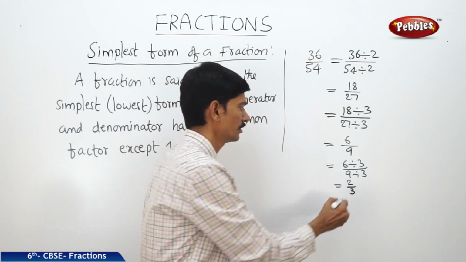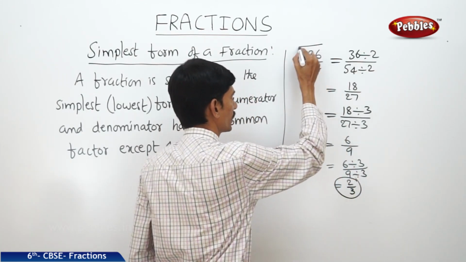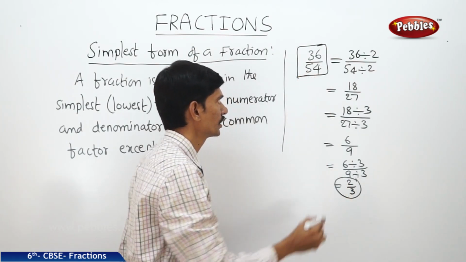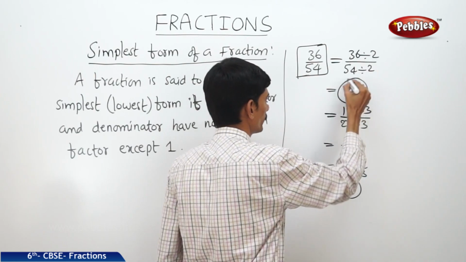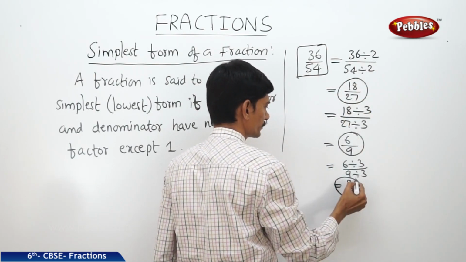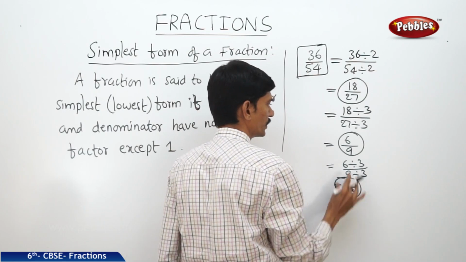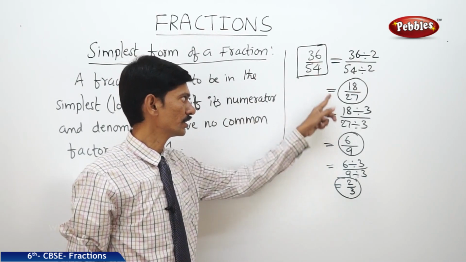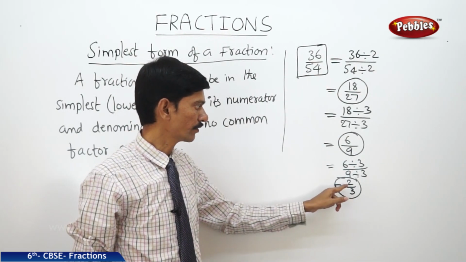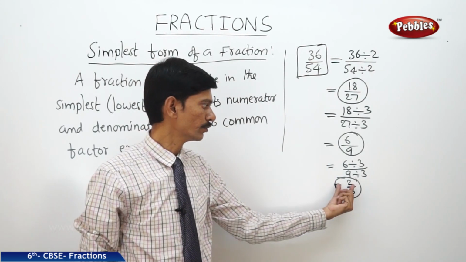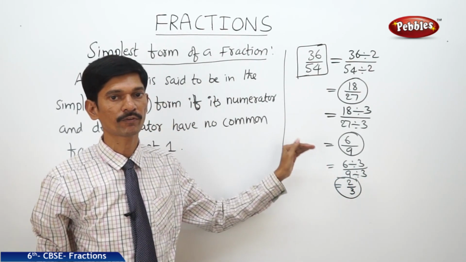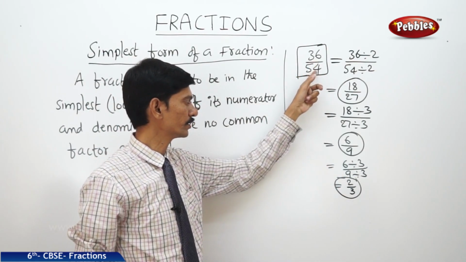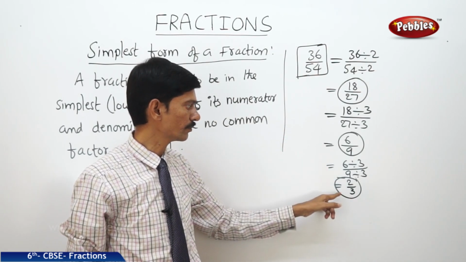Now 2 by 3. Here the given fraction 36 by 54 can be written in the form of 2 by 3. So 36 by 54, 18 by 27, 6 by 9 and 2 by 3 are the equivalent fractions of the given fraction 36 by 54. In the fraction 2 by 3, both numerator and denominator have no common factor except 1. So the given fraction 36 by 54 can be written in the simplest form as 2 by 3.